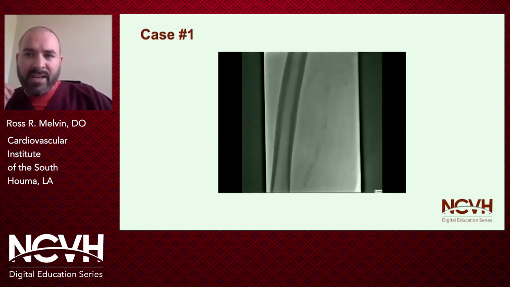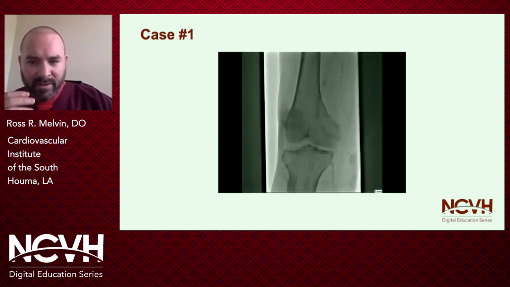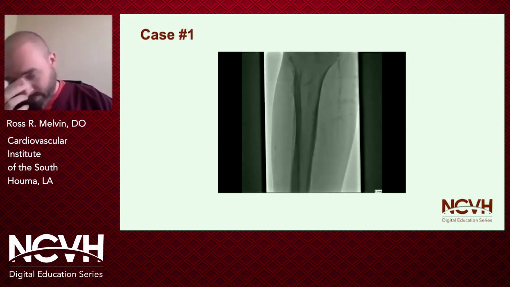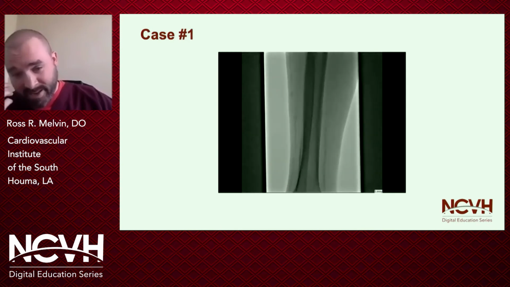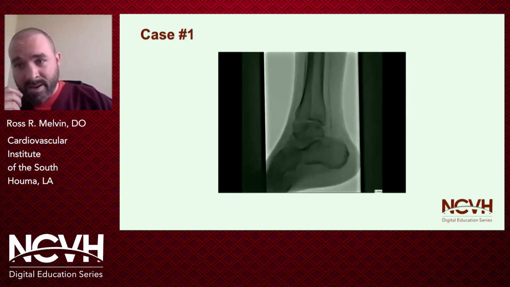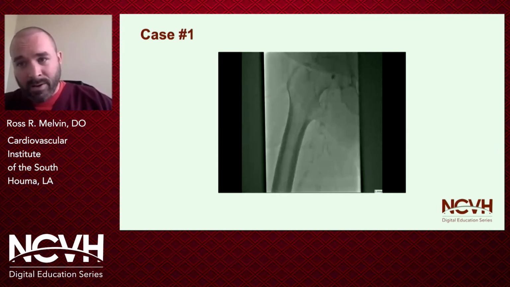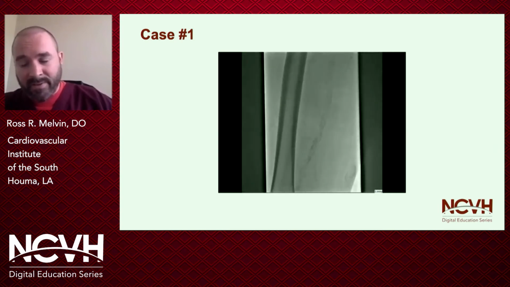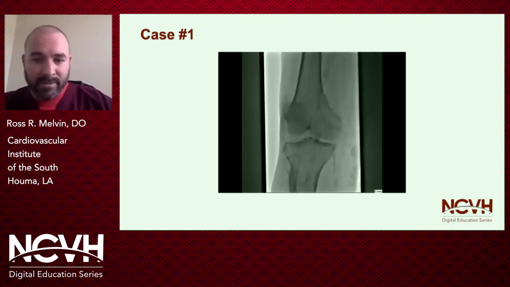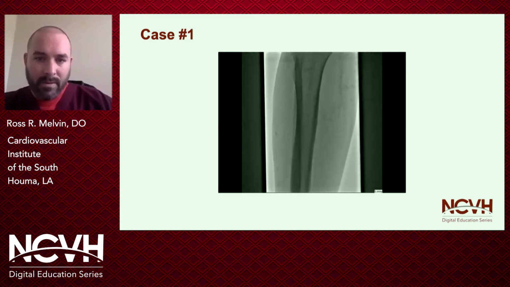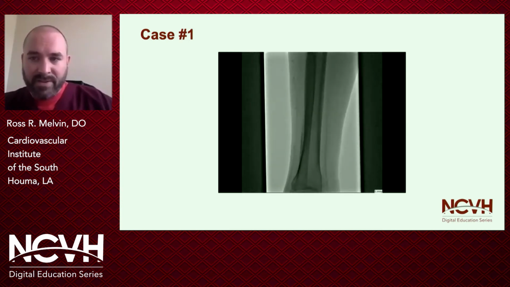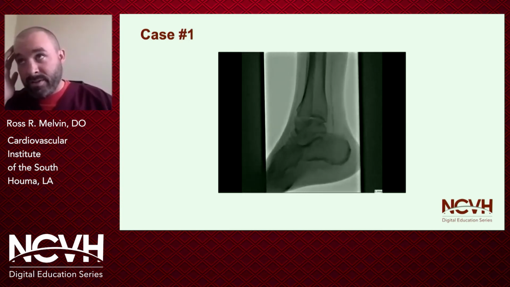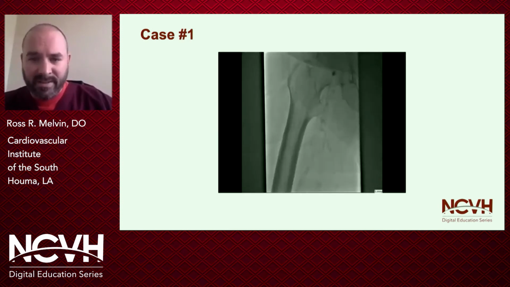So this first case, I'm going to just move on to, I got two cases for you. This first one, you can obviously see that this is a heavily calcified vessel. Just by fluoroscopy, you can follow the SFA down to the pop, down to the infrapopliteals. And this was a patient that was brought to us for a short CTO of the SFA.